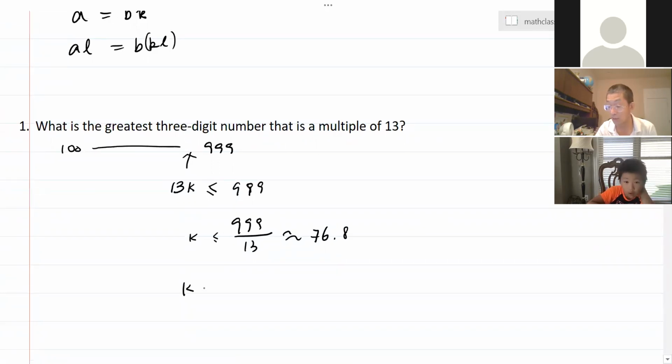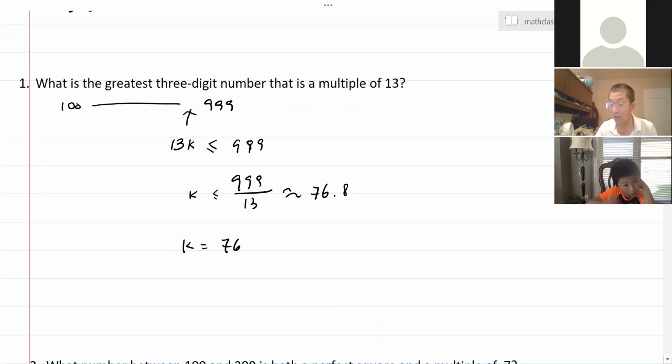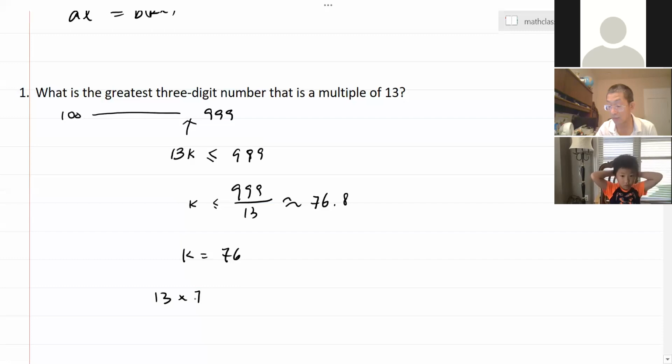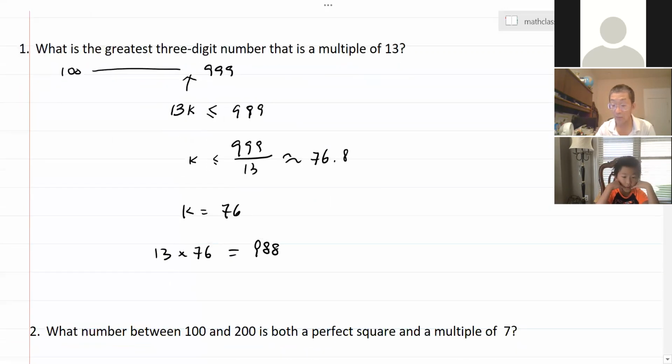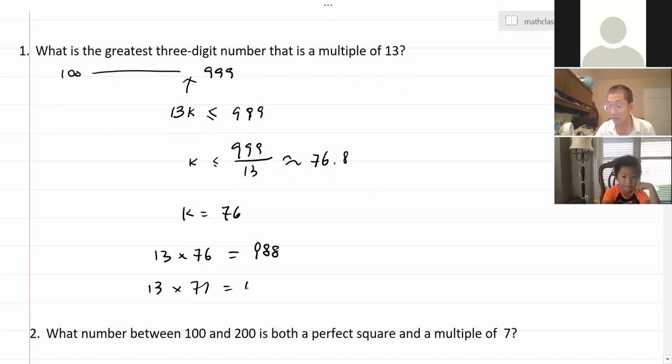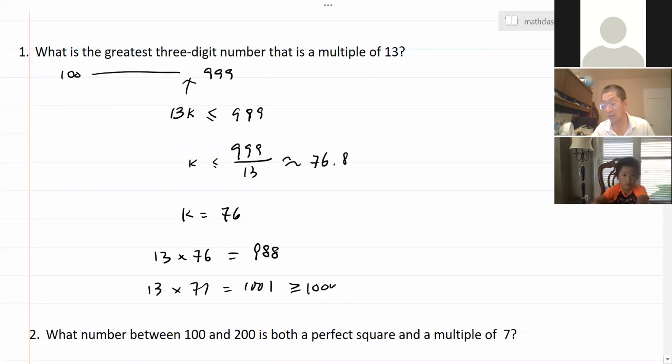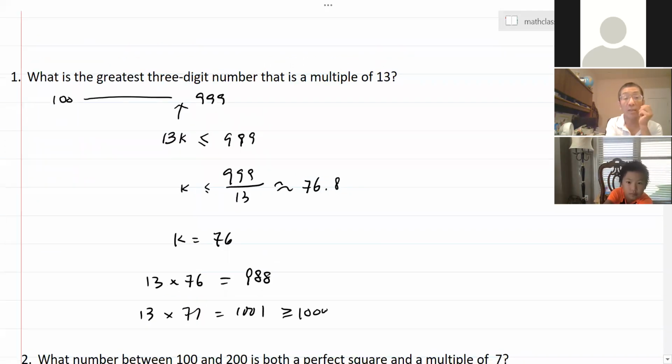So then you can choose 76. The answer will be 13 times 76, and when you multiply this out, you get 988. Now, if you use 77, you will get a number greater than 1,000. 13 times 77 is 1,001. It's also a multiple of 13, but this is already a four-digit number. This is how we solve the problem.